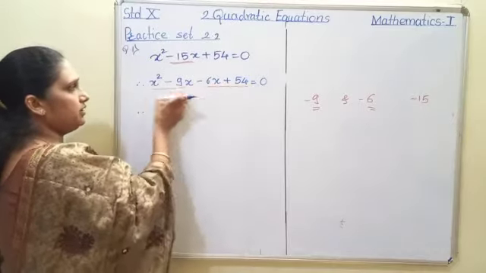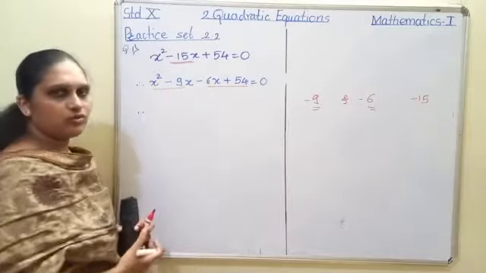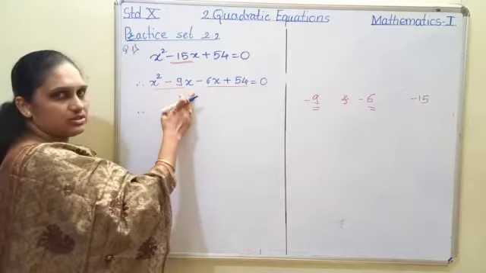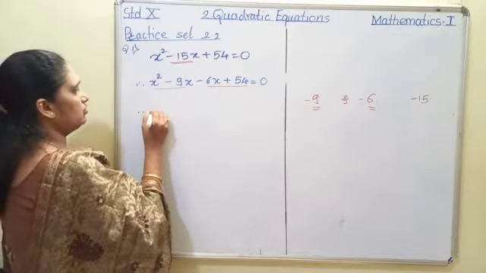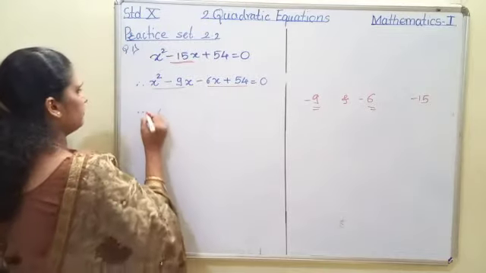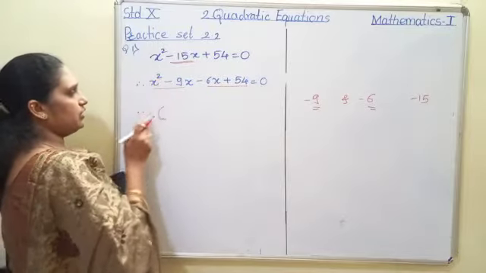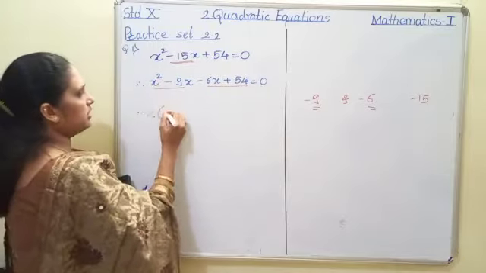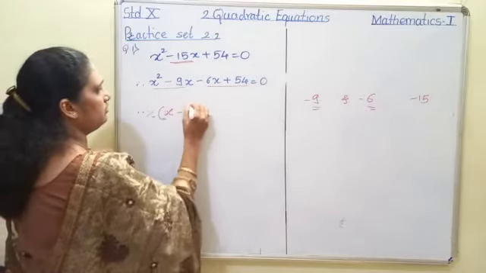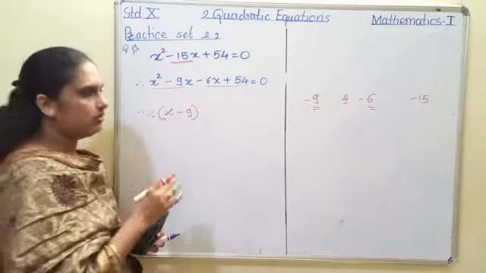If you do the pairing, it is easy to take the common numbers. Now from the first pair, what to take common? If you observe both the terms, x is in both. So we'll take x out: x into bracket. If from x square, x is out, what remains inside? x is remaining inside. Minus 9: from minus 9x, x is out, so minus 9 is there in the bracket.